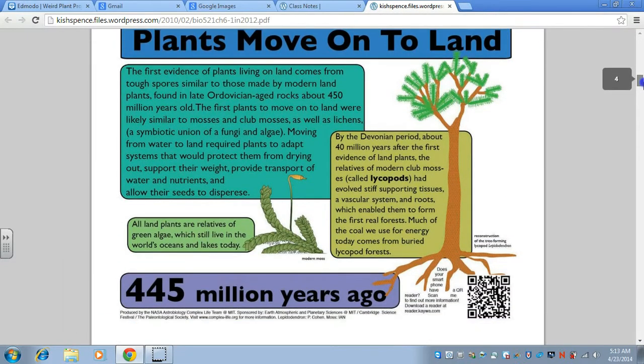So one of the objectives that you had is to look at some of the adaptations that plants needed to move on to land, to be terrestrial. So you can read about it in that section of the textbook, and this is just a graphic that kind of shares some of those features. Basically the modern plants had first evidence of living on Earth about 450 million years ago.